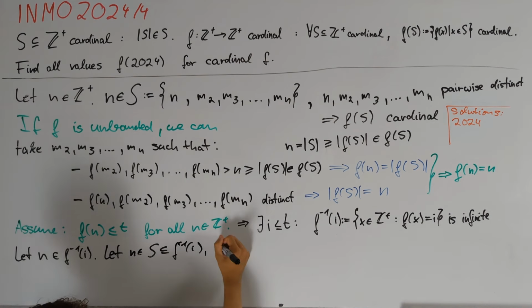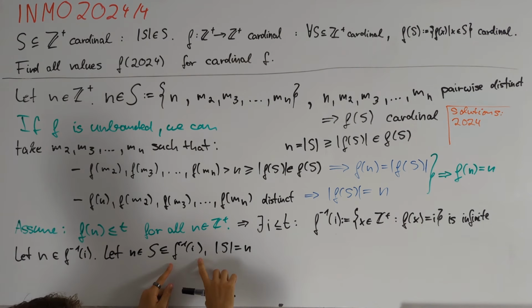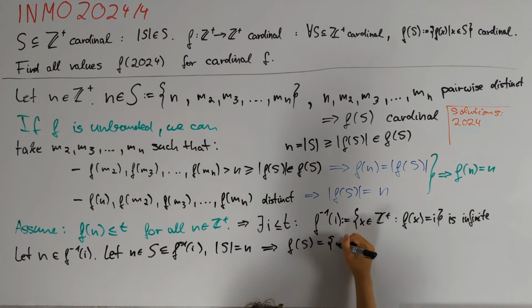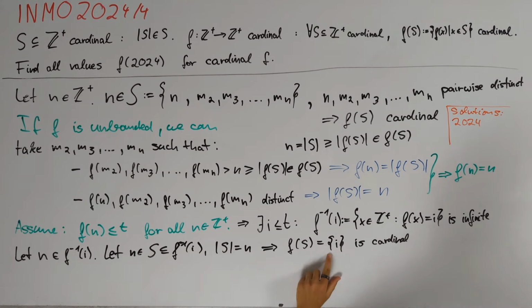And we choose it in such a way that the size of S is equal to n, which is possible since f inverse of i is infinite. Therefore, f(S), which is just the set consisting of i, since all elements of that set are mapped to i under f, is cardinal. In other words, this set contains the number 1, and therefore i is equal to 1.